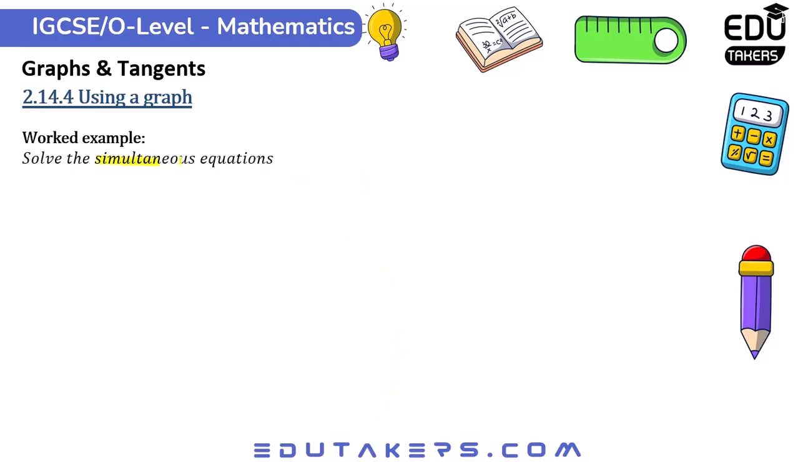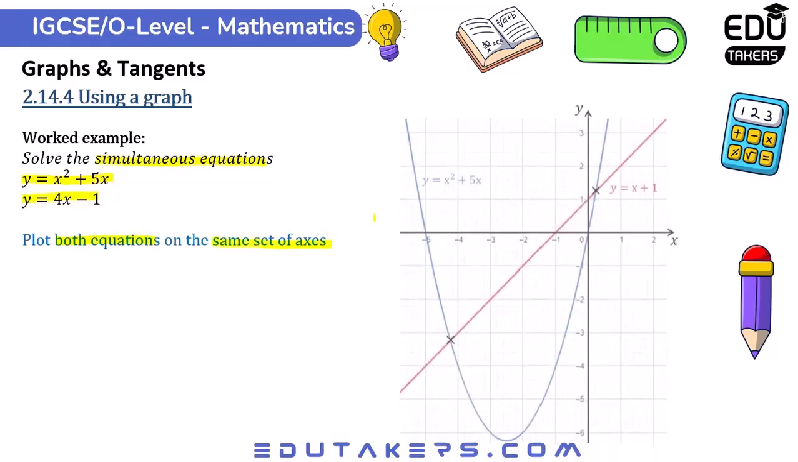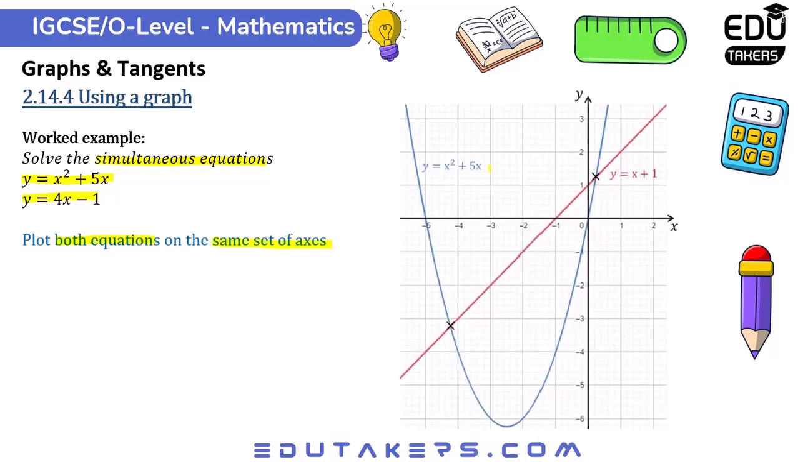Solve these simultaneous equations. y equals x squared plus 5x and y equals 4x minus 1. Plot both equations on the same set of axes. These two equations are plotted. Find the point of intersection.